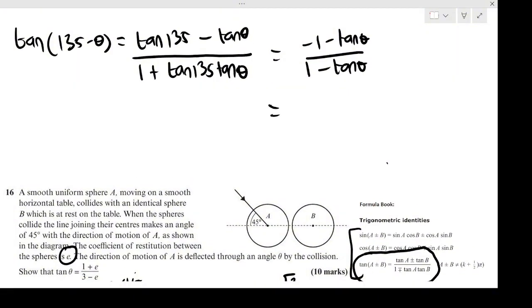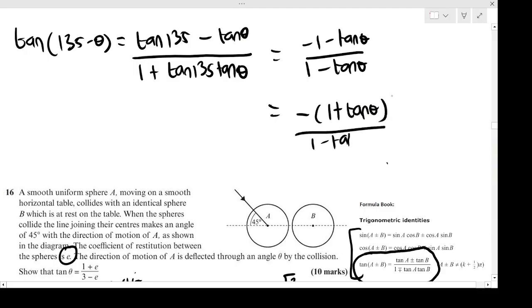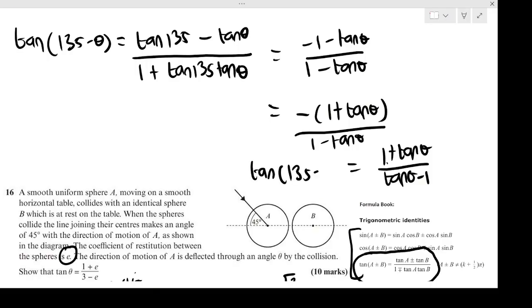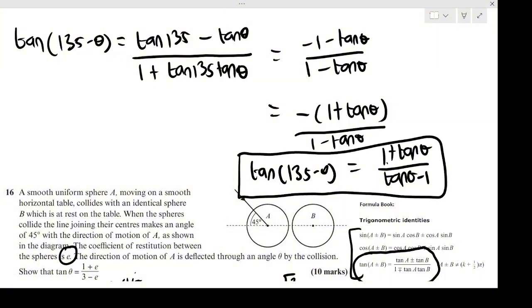And if you want to simplify it, we can factor out the negative. So on the top, it would be minus 1 plus tan theta over 1 minus tan theta. Then we can absorb the negative into the denominator. So that will go to 1 plus tan theta over tan theta minus 1. Okay, so hopefully happy with that. So therefore that is tan 135 take away theta in terms of tan theta, which is what they want in the question, right?